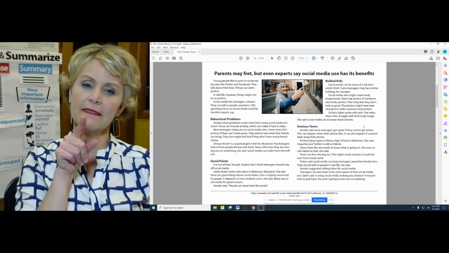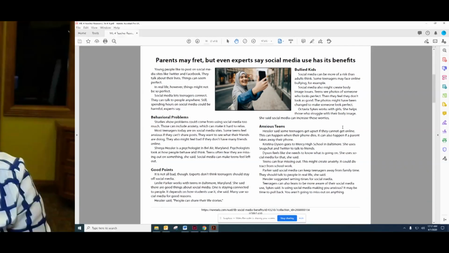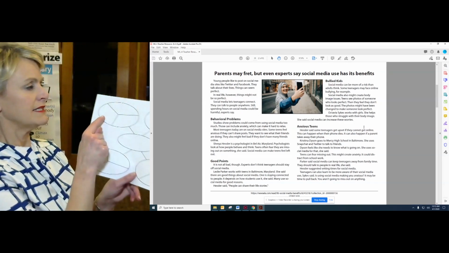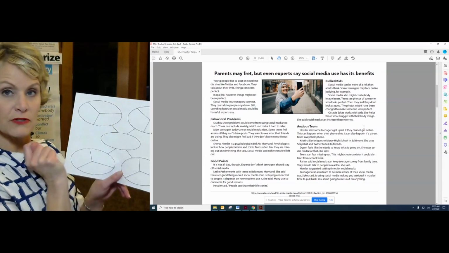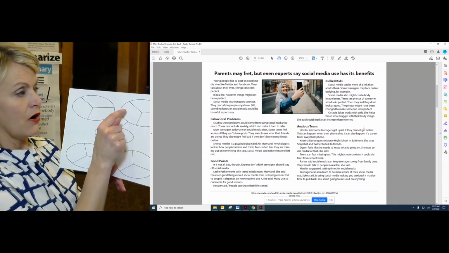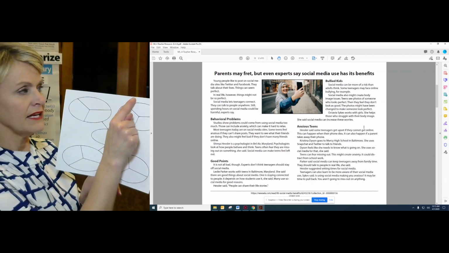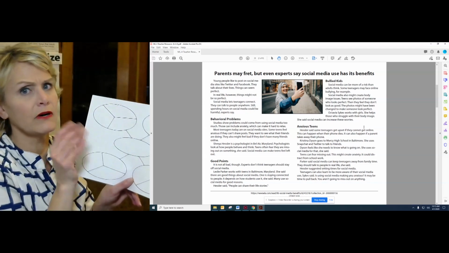Okay, but do you see the subheads? Behavioral problems, good points, bullied kids, anxious teens. You guys, there are your groupings. Look, you need to collect details in this oval for behavior problems with social media. All the details that go with good points would go here, and you would label it good points. You want to use the subhead. If they give you a subhead, put it as the label. Oh, it's so helpful.